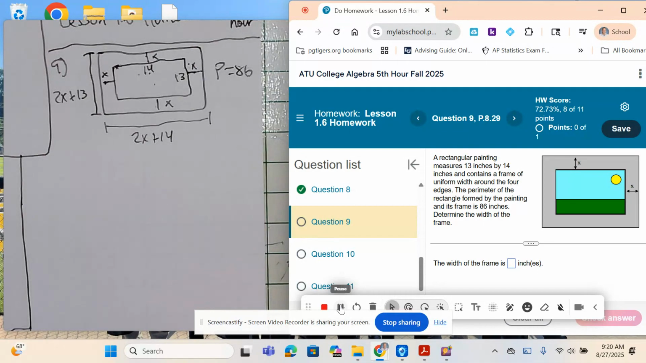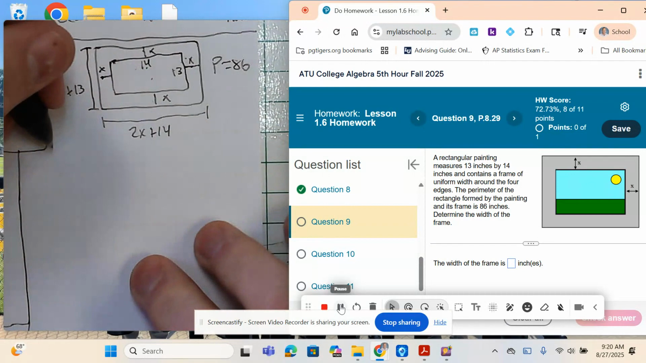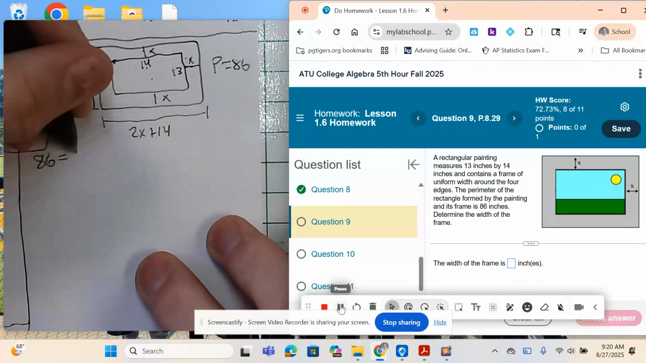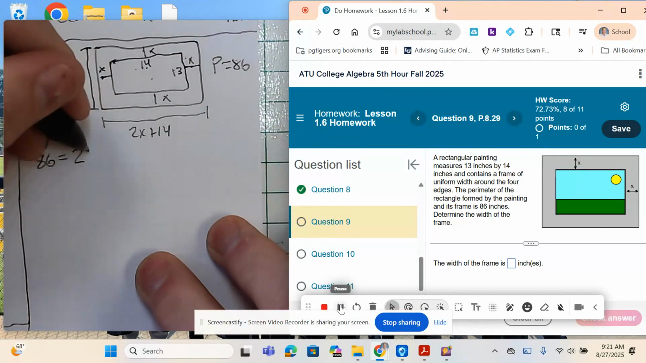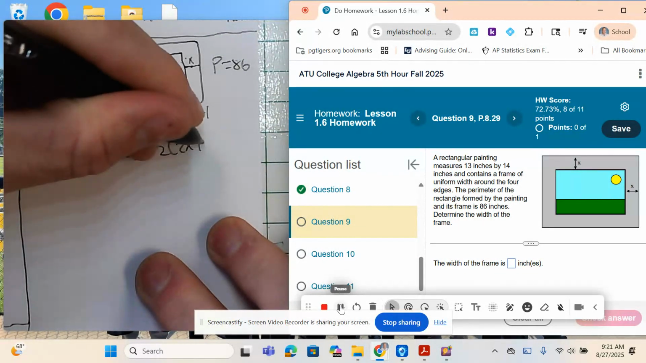Because we're not talking about area, we're talking about perimeter. So perimeter keeps us in the linear area. So 86 equals 2L plus 2W. So 2L, so 2 times one of them, plus 2 times the other one.